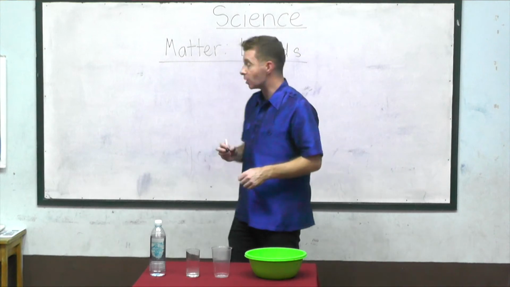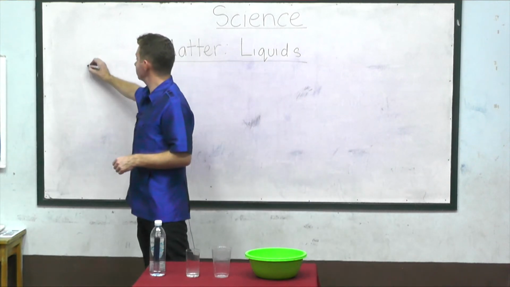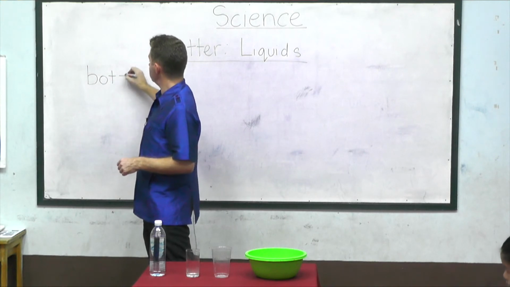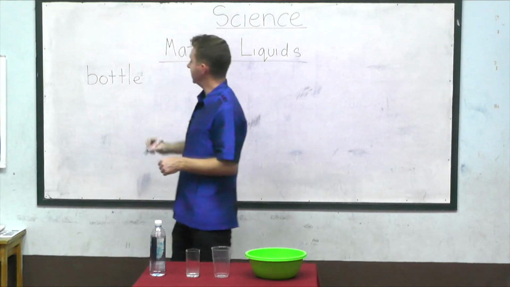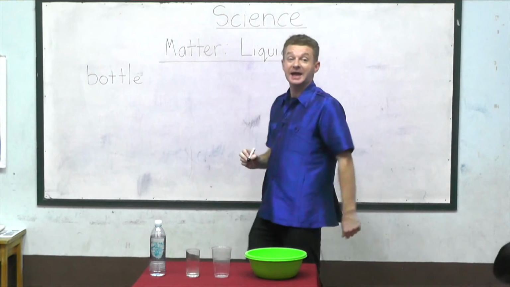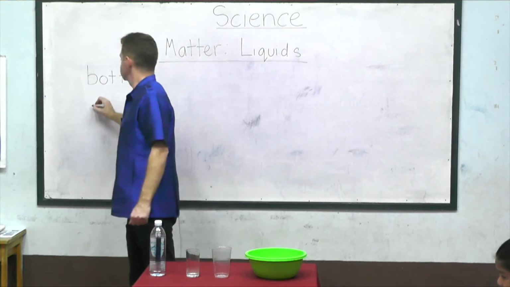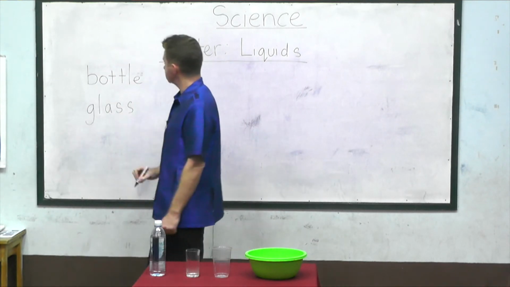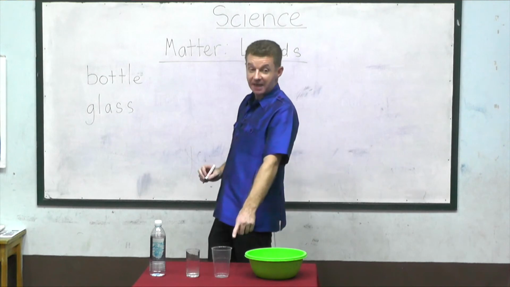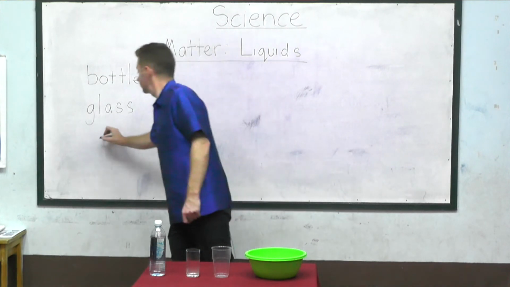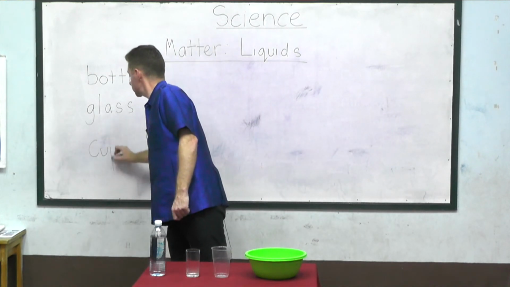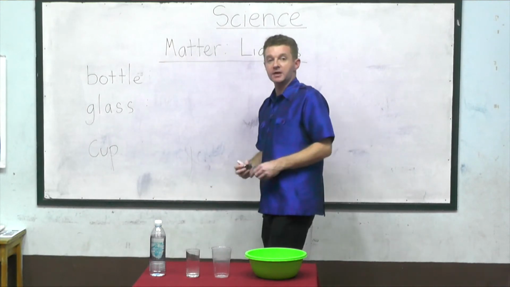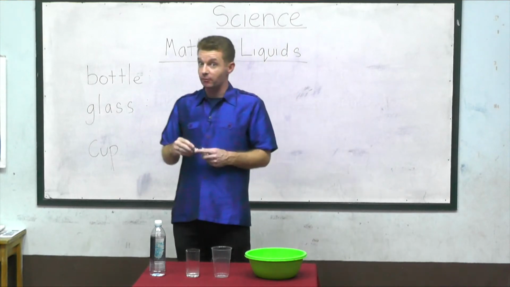So let's write these 3 objects on the board first, guys. How do we spell bottle? B-O-T-T-L-E. And then we have glass, G-L-A-S-S. And finally, we have a plastic cup, C-U-P. And as you can see, I've chosen these 3 containers because they're all of different size.